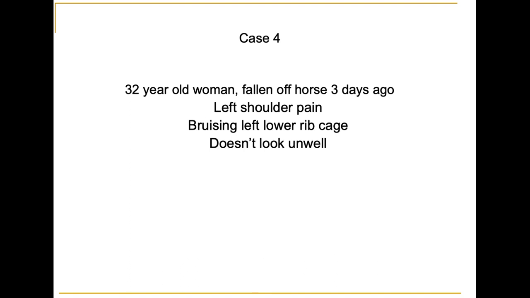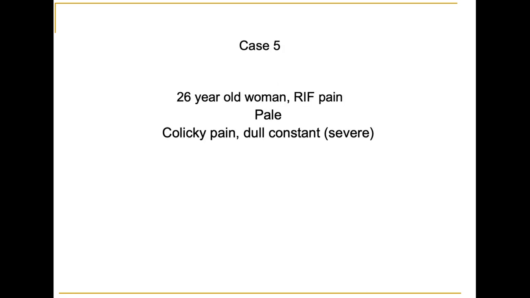In case four, a 32-year-old woman fell off a horse about 3 days ago. She's come in mainly with left shoulder pain, and she had a bruised left lower rib cage. She doesn't look too unwell and just looks a little bit bored and just wants to have some painkillers and go home. Case five is a 26-year-old woman who comes in with right iliac fossa pain and looks a little bit pale. The pain was colicky, but there is a very dull, constant, severe pain in the background.